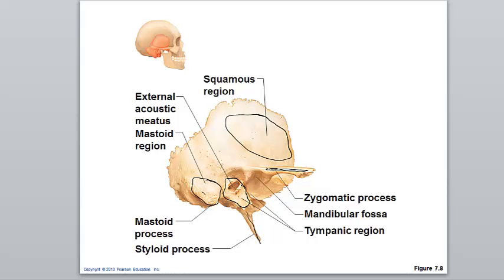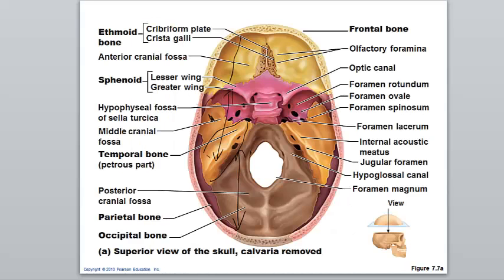External acoustic meatus. Meatus is a canal, right? This is the outside opening of the canal. Okay, the inside opening of the canal is going to be inside your middle cranial fossa. So it's somewhere on this side over here. There's going to be an opening of an internal acoustic meatus that's not seen. Okay, so that's basically what you're going to see in your temporal bone.